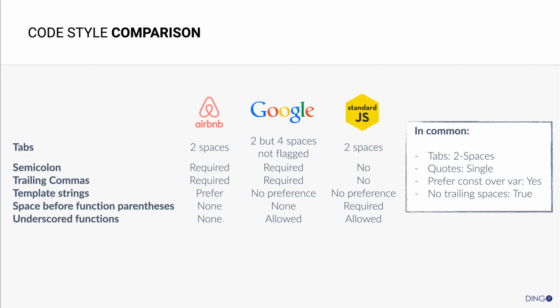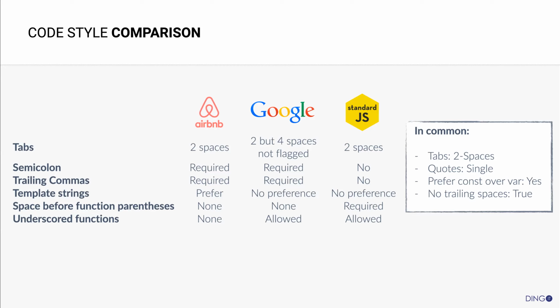And here are some differences between these code styles. Again, not right or wrong, just different implementations. So, for example, here are the semicolons or trailing commas. Standard.js doesn't require them. These are not all differences, but these are the highlights.